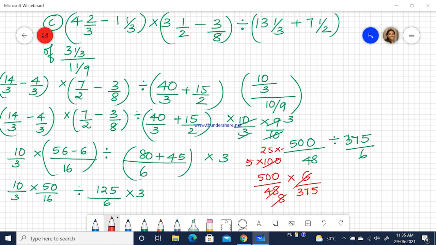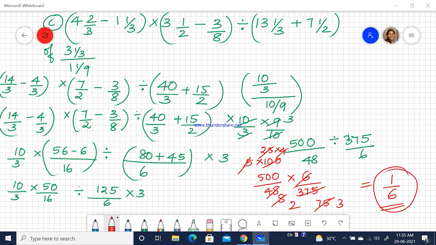This, you can consider, is 25 by 25 into 4 is 100. So you cut the 4 and you get 2 here. Then 375, you cut with 5. You'll get this 75. So here, divide by 3. So it is 1 by 6. So you get simplified as 1 by 6. This is how you have to do.